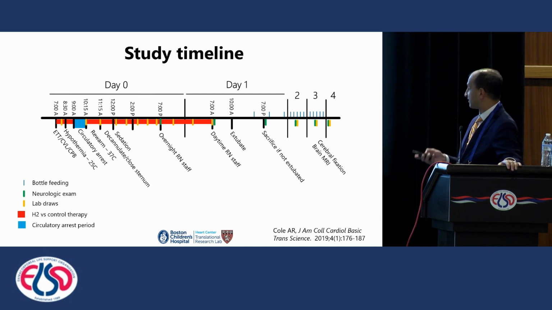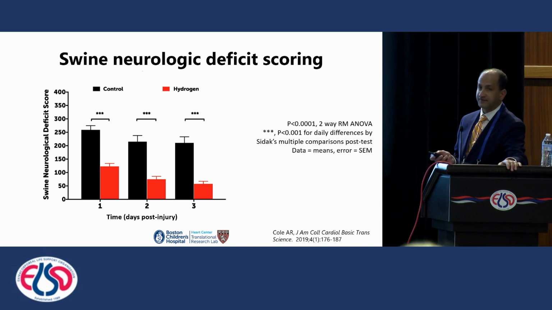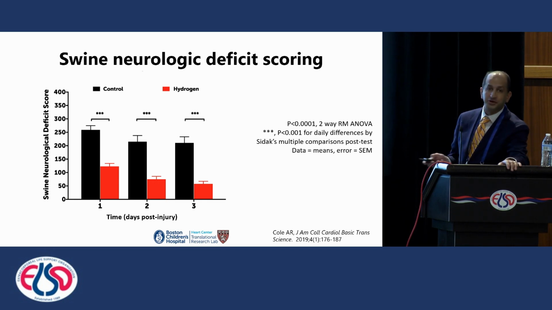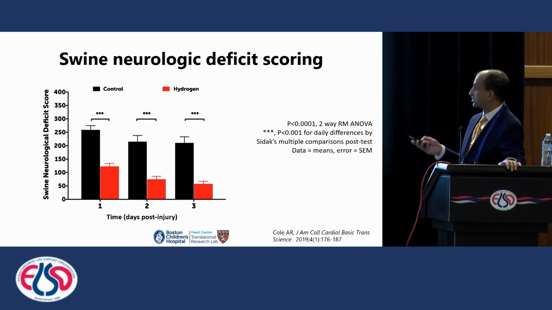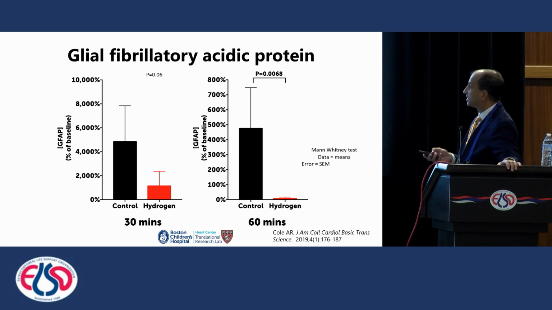MRI and histopathology. What we found was that the neurologic deficit score, where a higher number is worse, and 500 is essentially brain dead, was statistically worse in the control group than in the hydrogen-treated group over the 3 days. Both groups got a little bit better over time. GFAP is essentially a troponin for the brain, if you will, and it's a short-term marker. That was better at 60 minutes in the hydrogen-treated group.